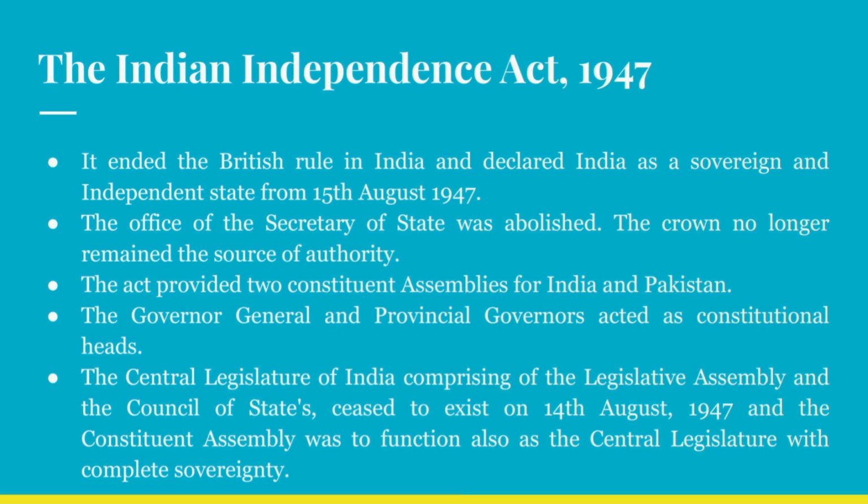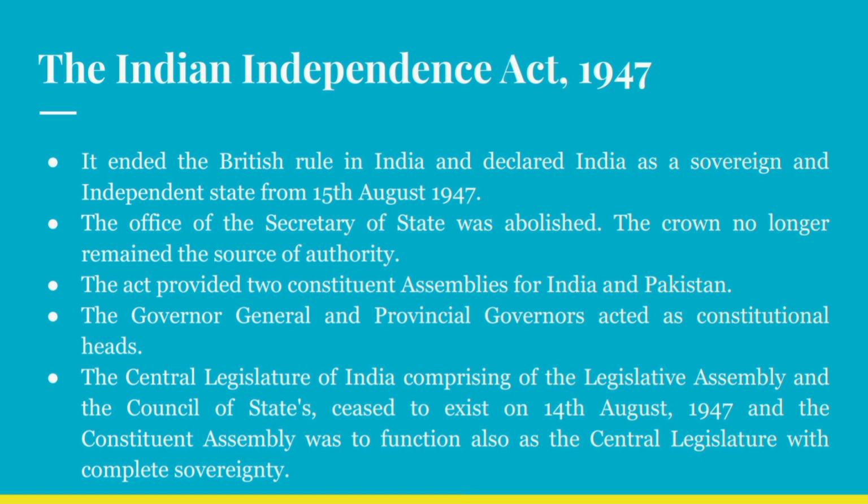Next, the Indian Independence Act 1947. Its main features were that it ended the British rule in India and declared India a sovereign and independent state from 15th August 1947. The office of the Secretary of State was abolished. The Crown no longer remained the source of authority. The Act provided 2 constituent assemblies for India and Pakistan. The Governor General and provincial governors acted as constitutional heads.